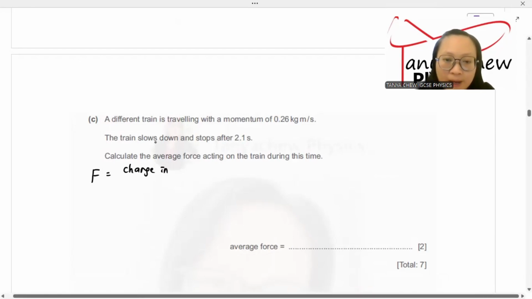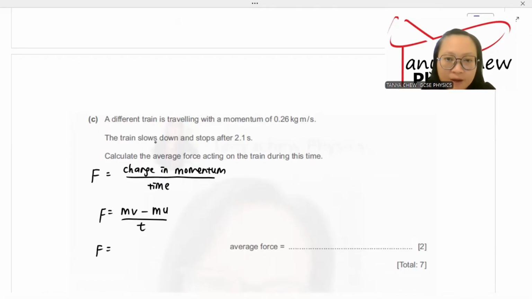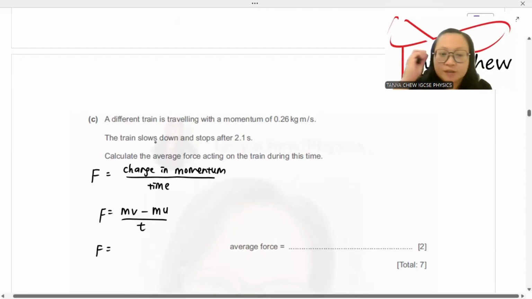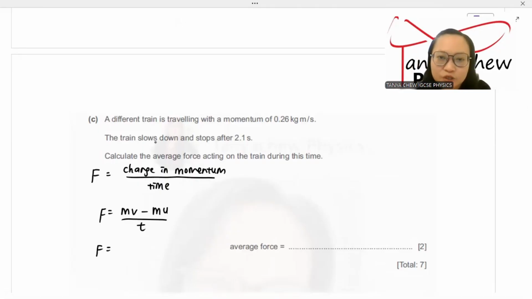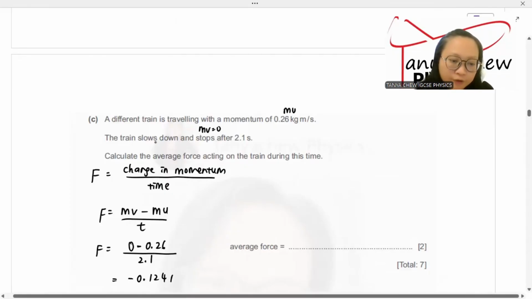Change in momentum divided by time. Change in momentum has to be final momentum minus initial momentum per time taken. That is F. Therefore, my F, this is a momentum given, right? That is the initial momentum, mu, and mv slow down and stop. mv is equal to 0. So 0 minus 0.26 divided by 2.1. So I get negative 0.124 Newton.